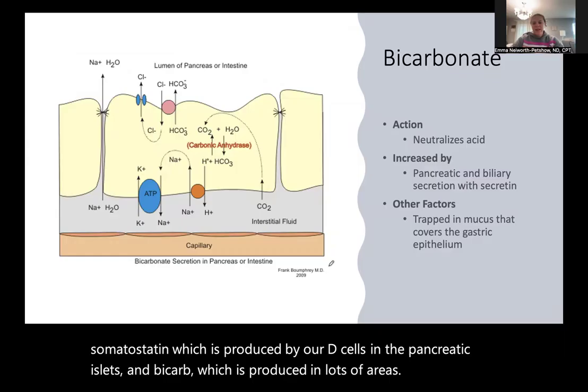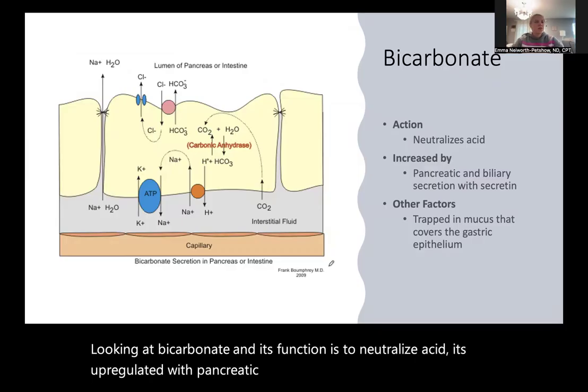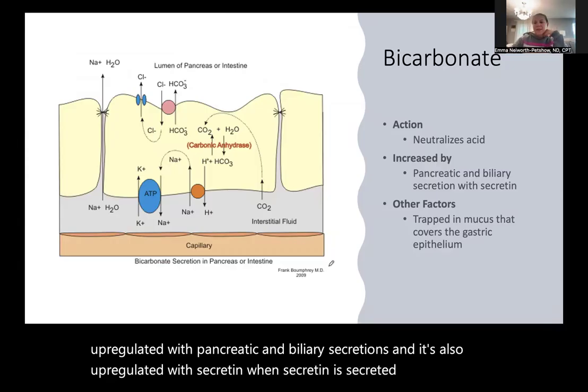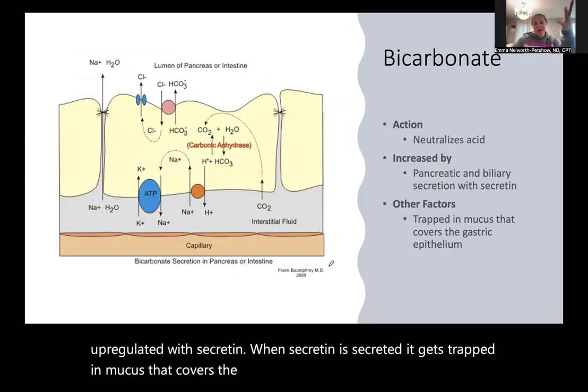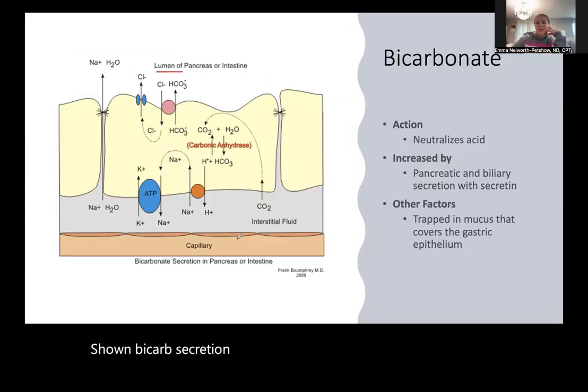Looking at bicarbonate, its function is to neutralize acid. It's upregulated with pancreatic and biliary secretions, and it's also upregulated when secretin is secreted. It gets trapped in mucus that covers the gastric epithelium, and it's part of what protects our gastric epithelium against the real acidity of the stomach. And this is just showing a relationship between bicarb secretion within the lumen of the pancreas and our bicarb buffering system with the capillary.